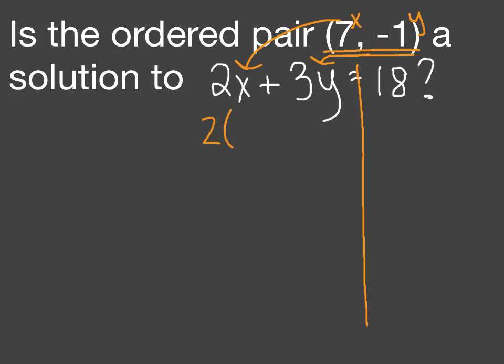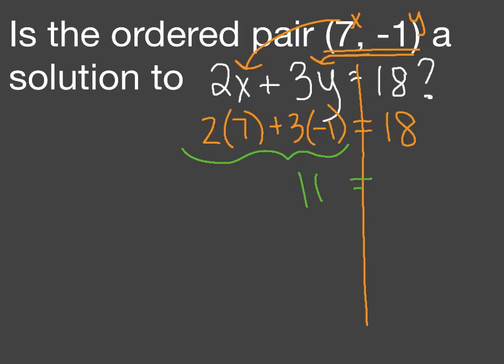So if I just take out the x and the y and replace them with the numbers from my ordered pair, I get 2 times 7 plus 3 times -1 equals 18. And I need to check, okay, what happens when I calculate this? Does it make 18 or does it not? It makes 11. Well, 11 is not the same as 18. So this problem is no, it is not a solution.